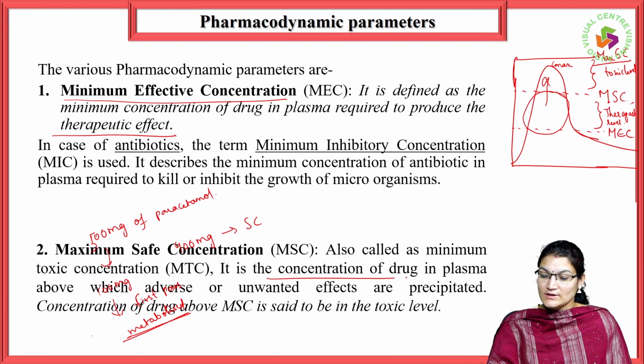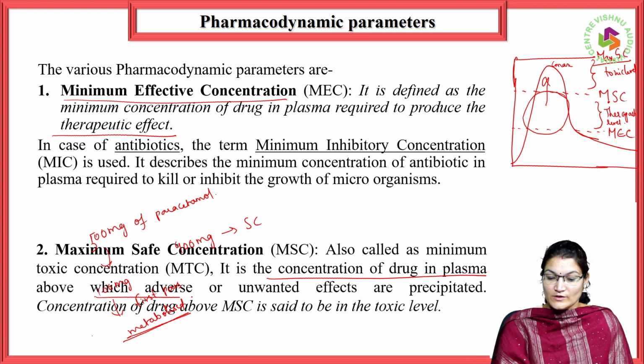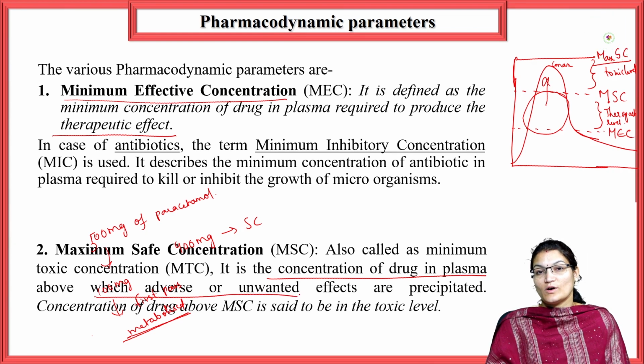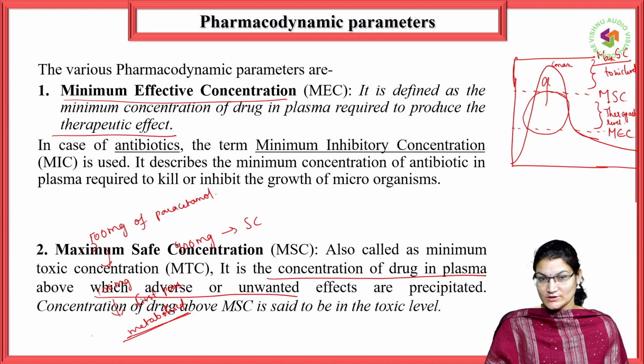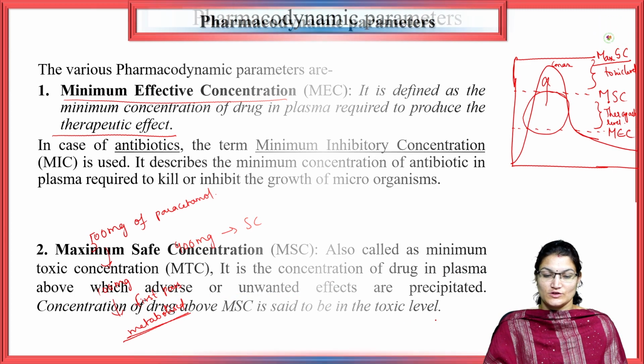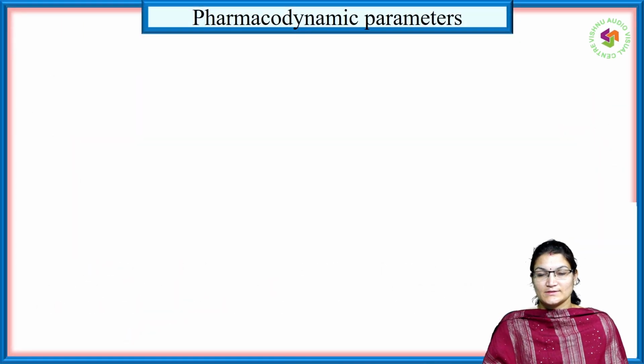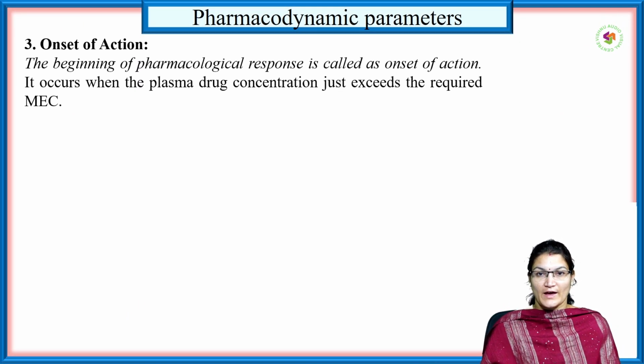So it is the concentration of drug in plasma which shows adverse effects or unwanted effects after it reaches the maximum safe concentration. We also call it the toxic level of the drug. Next, coming to the third parameter, onset of action.